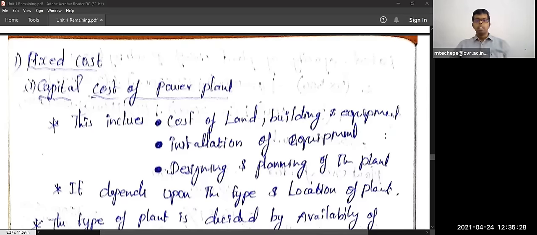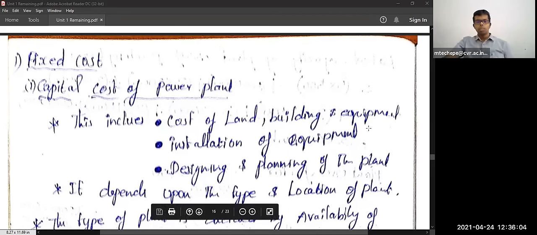Imagine 70 years back, the 1920s or 1930s, taking that equipment 4,000 to 5,000 kilometers far away, carrying it out, and installing it in the particular village or place where the power station is located. It is a very difficult task. And also the designing and planning of the equipment is very important.